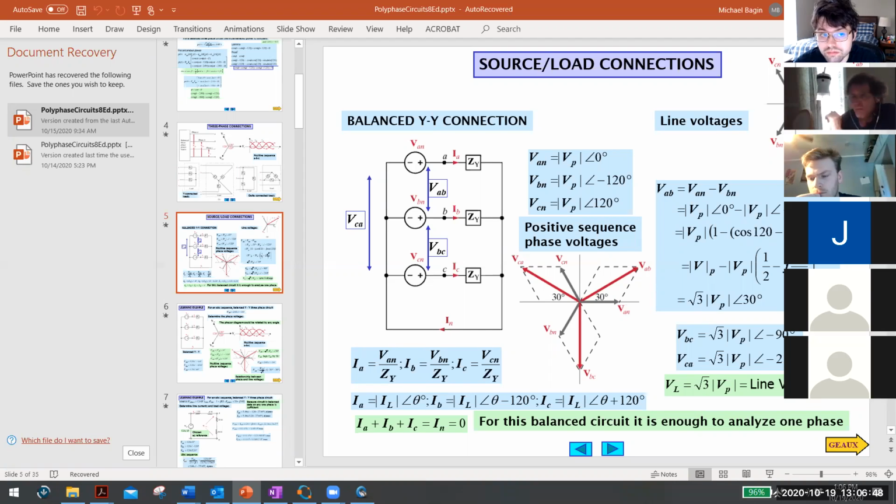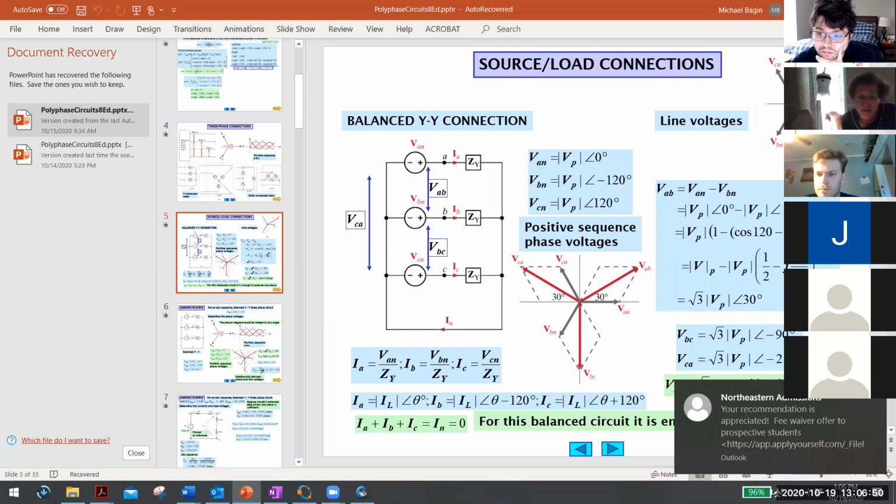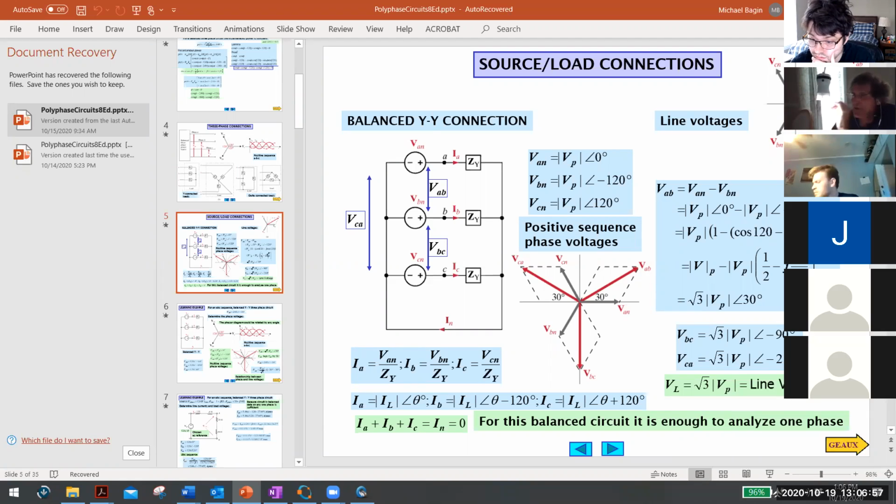Now, the thing I want to make sure of is that whatever VAN's angle is, if it was 30 degrees, 50 degrees, 60, you have to add 30 degrees to that angle to get VAB, the correct angle. And the magnitude just goes up by the square root of 3. Are we good on that, everyone?